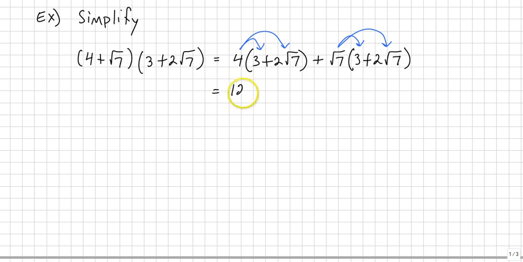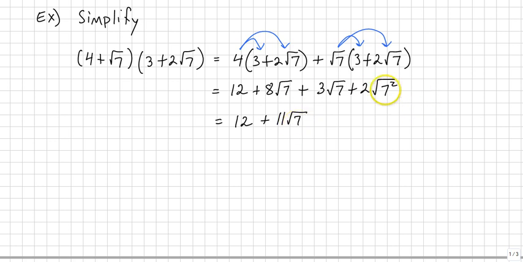So 4 times 3 gives us 12, and then 4 times 2 gives us 8, and then we have a square root of 7 tagging along. And then the square root of 7 times 3 gives me 3 square root of 7. And then the square root of 7 times the square root of 7, well, I'm going to get 2 square root 7 squared. So let's see, we have a 12, and then if I have 8 square root of 7 plus 3 square root of 7, so those are like radicals. So I combine those to get 11 square root of 7. And then the square root of 7 squared, that's the absolute value of 7.